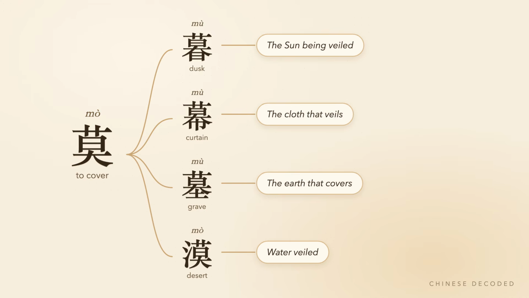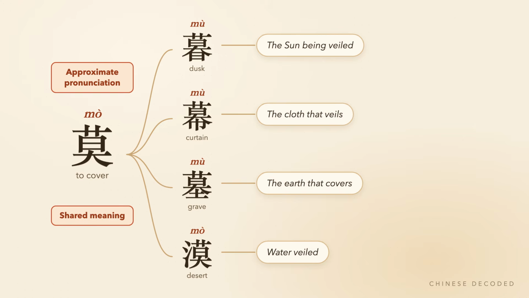Characters that contain a phonetic radical have the same or similar pronunciation as the phonetic radical itself. So the phonetic radical mo is giving you two things at once: a shared underlying meaning across the family of characters that contain it, and approximately their pronunciation. This is why studying characters grouped by phonetic radicals can be so efficient. You unlock the meaning of an entire family of characters and their pronunciation in a single batch.